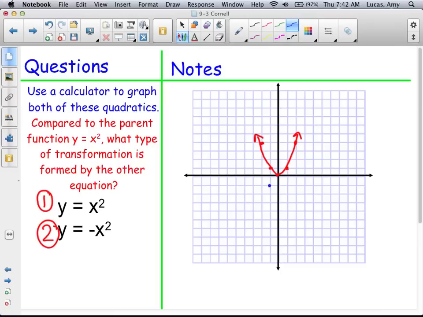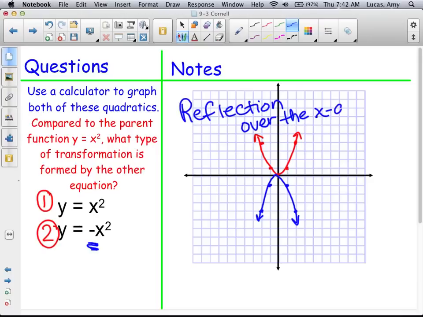So you see that it is a reflection. The negative sign flips your quadratic so that your parabola is upside down. That is the effect that we see with this negative sign next to the x squared. So if the coefficient is negative, it's going to flip your parabola upside down. So that is called a reflection over the x-axis, because the x-axis is our horizontal axis.